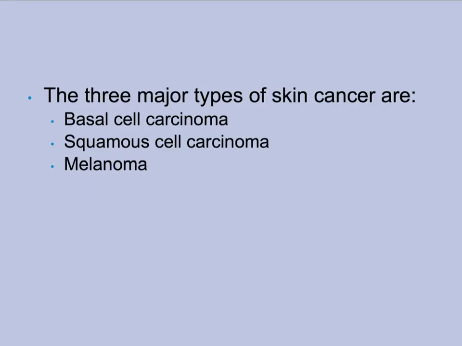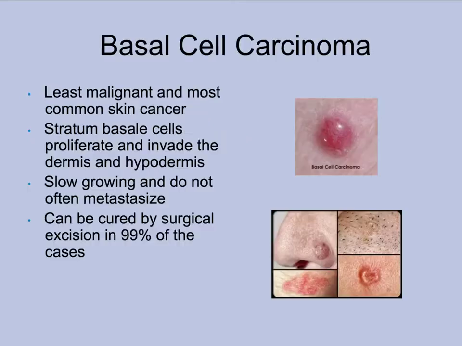There are 3 major types of skin cancer that we're going to talk about. Of course, these do not encompass all types of skin cancer, but these are the 3 major ones. First, we have the basal cell carcinoma. It's the least malignant and most common type of skin cancer. So the stratum basale cells proliferate and invade the dermis and hypodermis. So that was that very bottom, the deepest layer of the epidermis where the cells are still dividing. So they kind of start dividing out of control, and they start invading the dermis and even down to the hypodermis. It's very slow growing, and they often do not metastasize, and usually can be easily removed by just surgery.